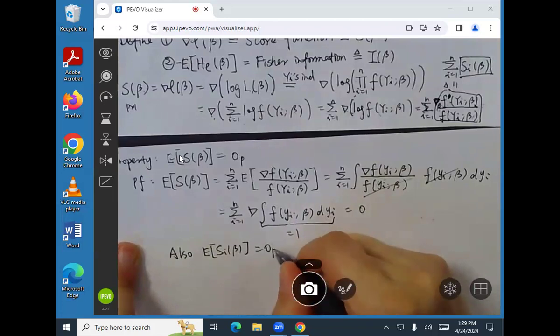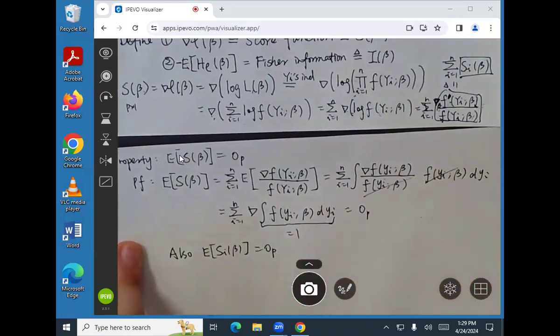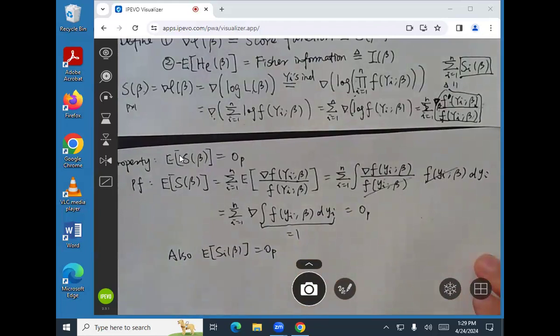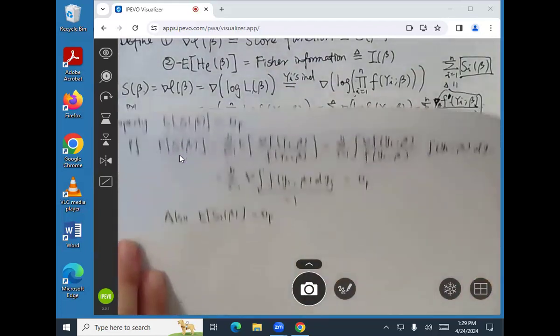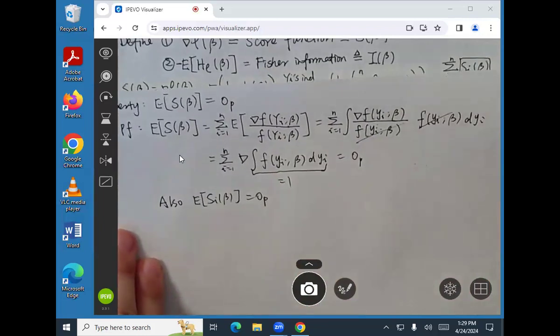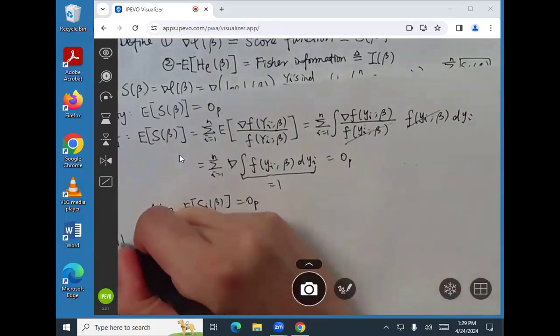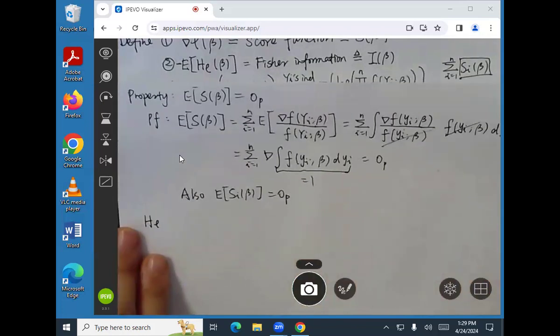Okay, and this is also p-dimensional. Okay, that's for this, and then for the score function. Now let's look at the Fisher information. For Fisher information, let's first look at the Hessian of the log likelihood at beta.